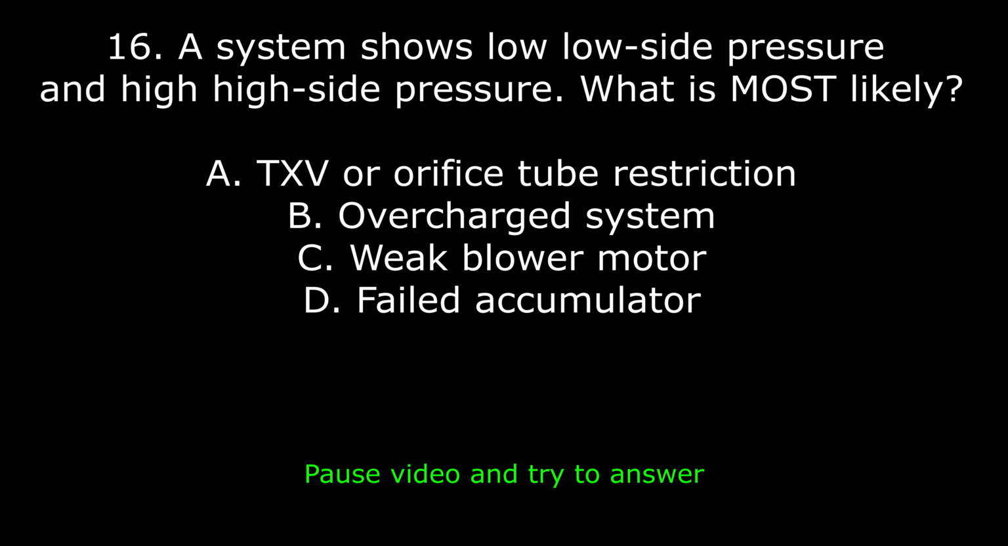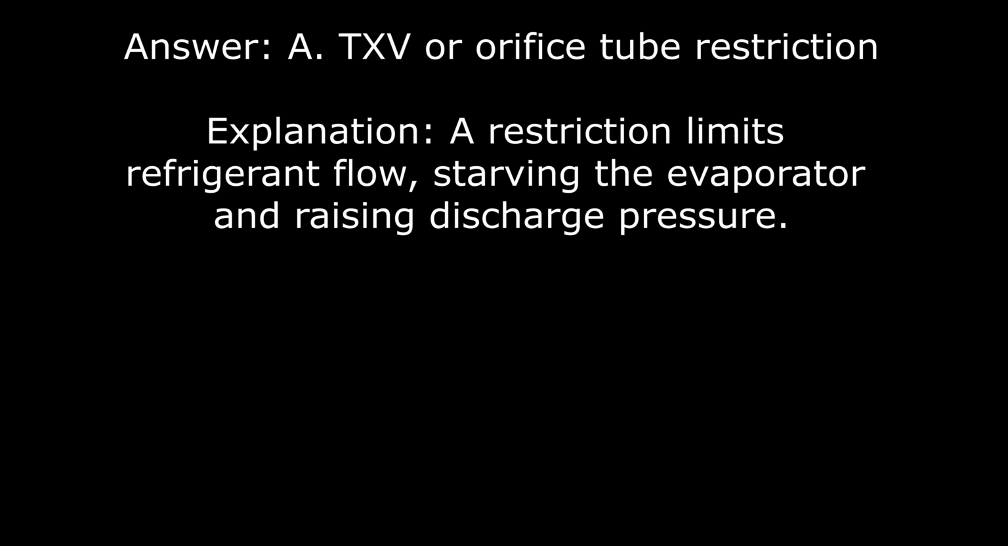16. A system shows low side pressure and high side pressure. What is most likely? A. TXV or orifice tube restriction. B. Overcharged system. C. Weak blower motor. D. Failed accumulator. Answer A. TXV or orifice tube restriction. Explanation. A restriction limits refrigerant flow, starving the evaporator and raising discharge pressure.